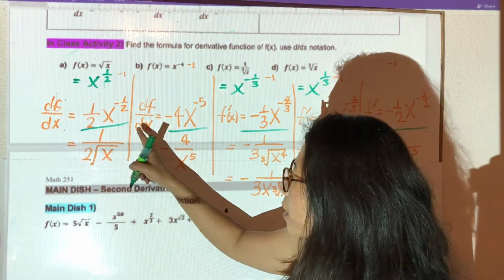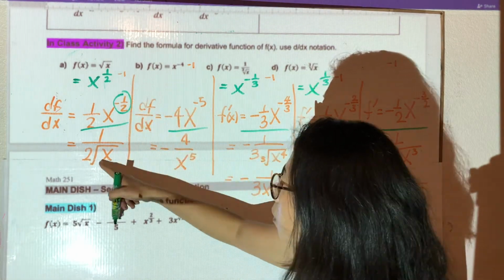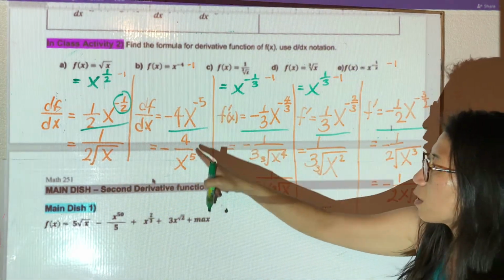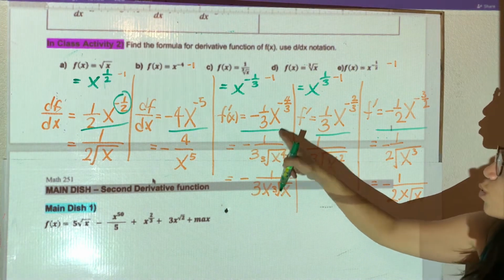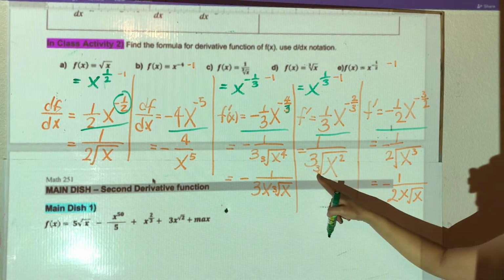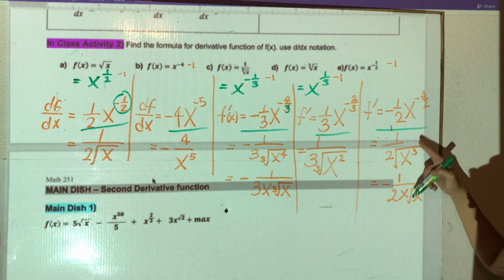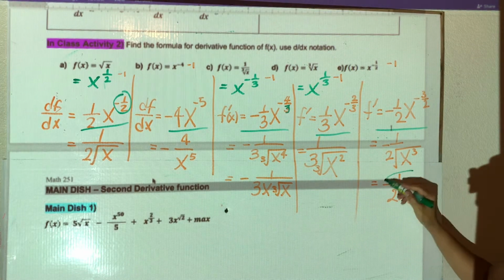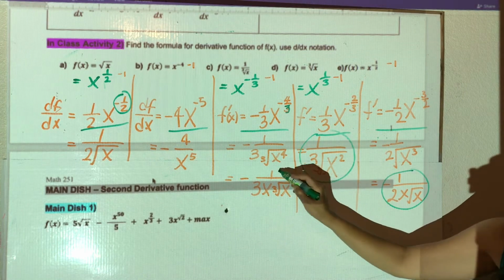And after that, I know that this is going to be the denominator square root of x. And the denominator x to the 5. And then cube root of x to the 4th power. And then cube root x squared. And then square root x cubed. So you see how far I simplify.